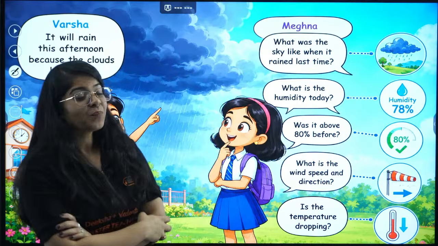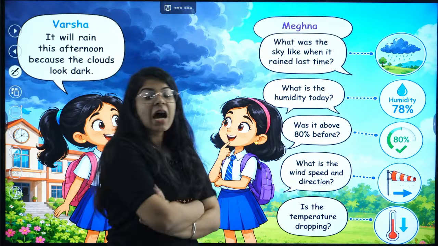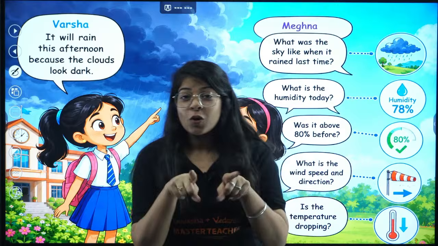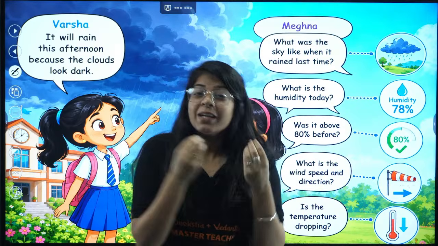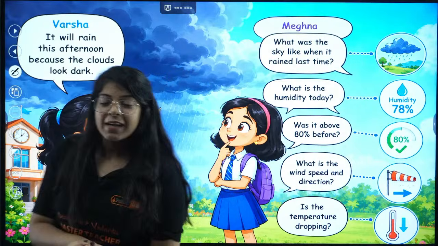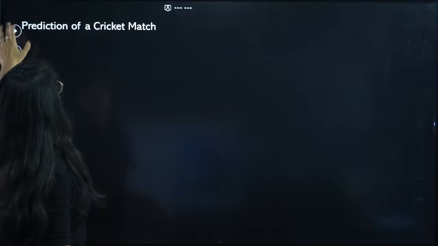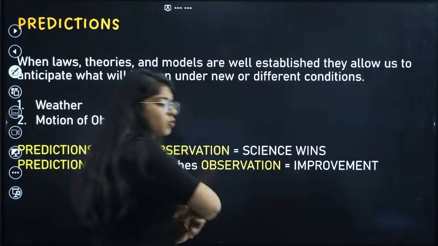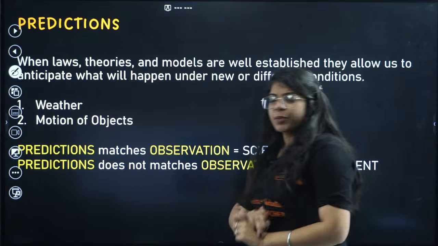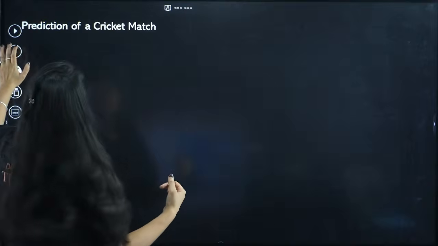Okay, so those are some of the questions that you can ask. Why do we have to ask these questions? To predict whether it will rain or not, correct? And then we go on to a very important point, that is predictions. What are predictions? Can anybody tell?